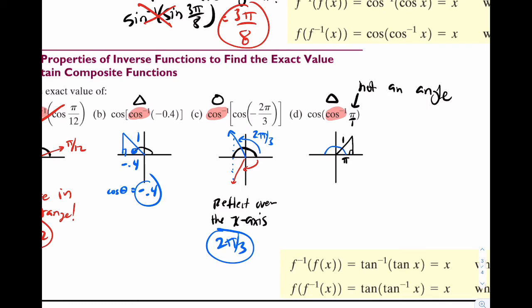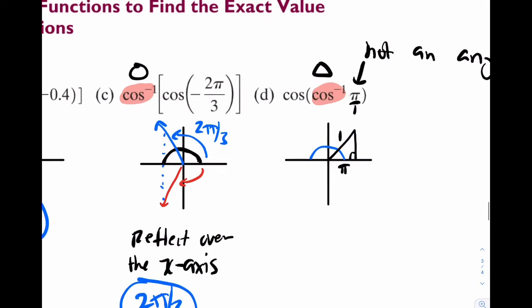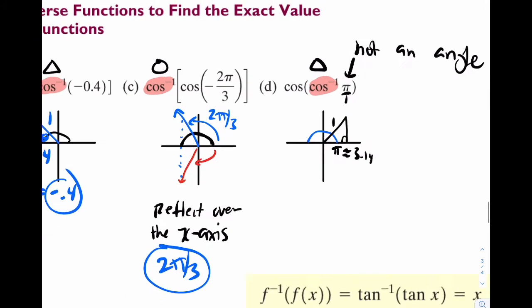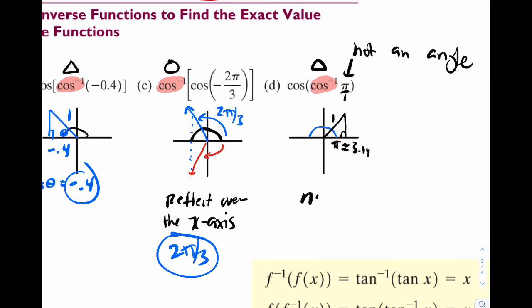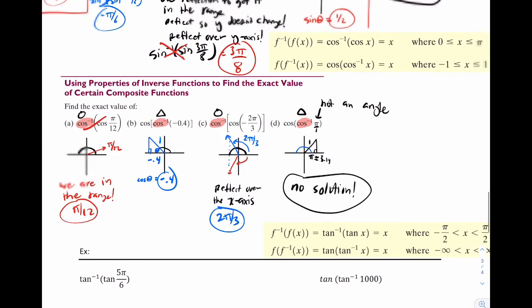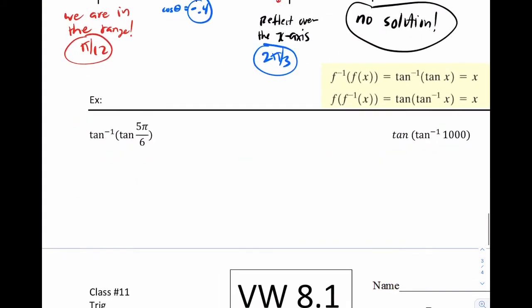So from here, that should be enough information, right? We know pi is about 3.14. So hopefully you're realizing this is impossible. This is no solution. And there we have it. Let's do the last two.